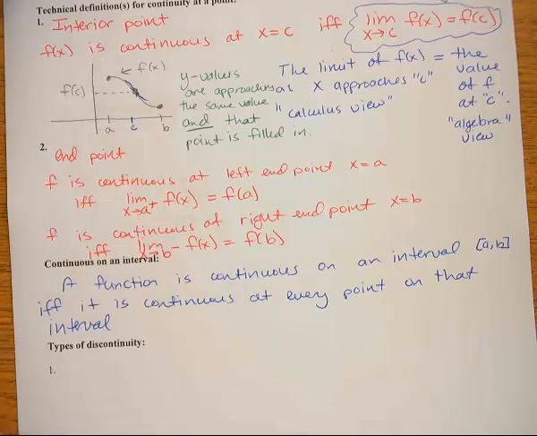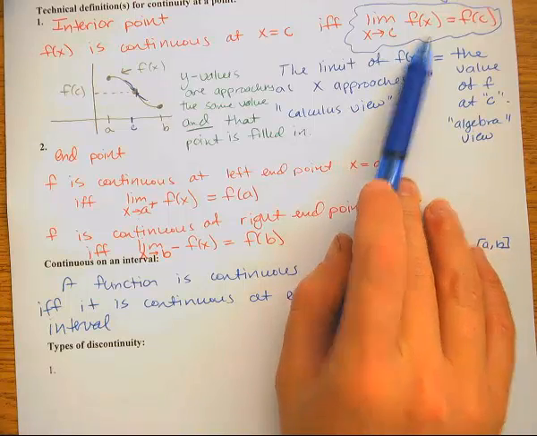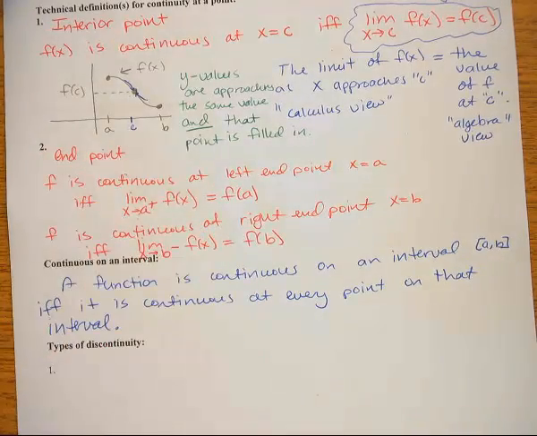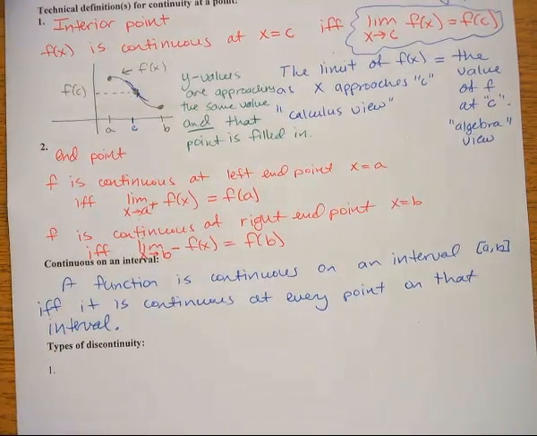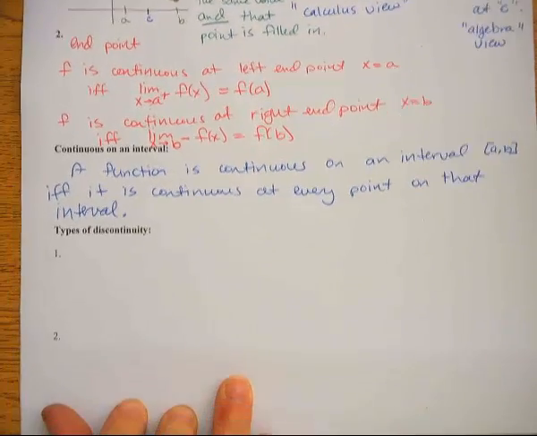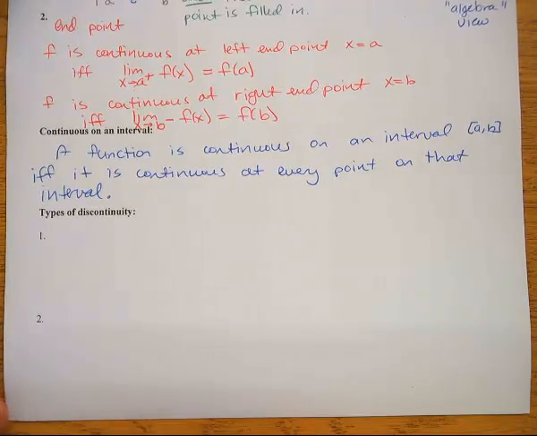So instead of looking at just one point, you look over an interval. If this is true for every point on that interval, then it's considered continuous on that interval. Okay, so we know what makes something continuous. Now we have to look at the 4 things that would cause a function to not be continuous. We need to look at the 4 types of discontinuity. So I want you to keep in mind there are 4 of them.